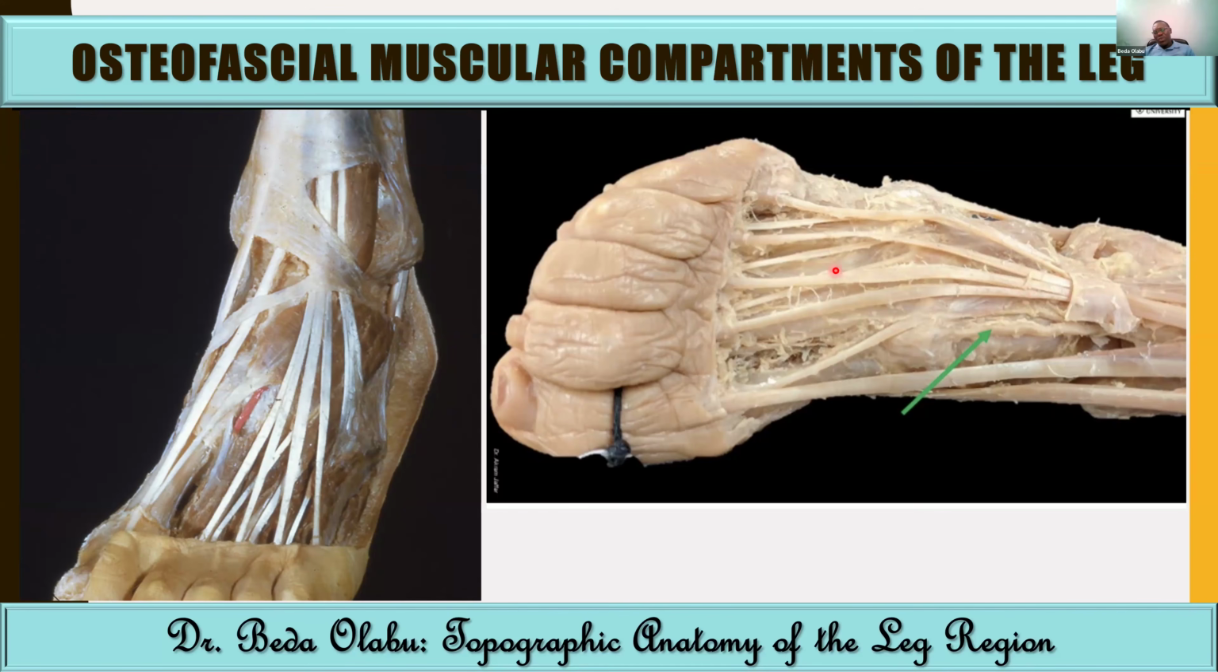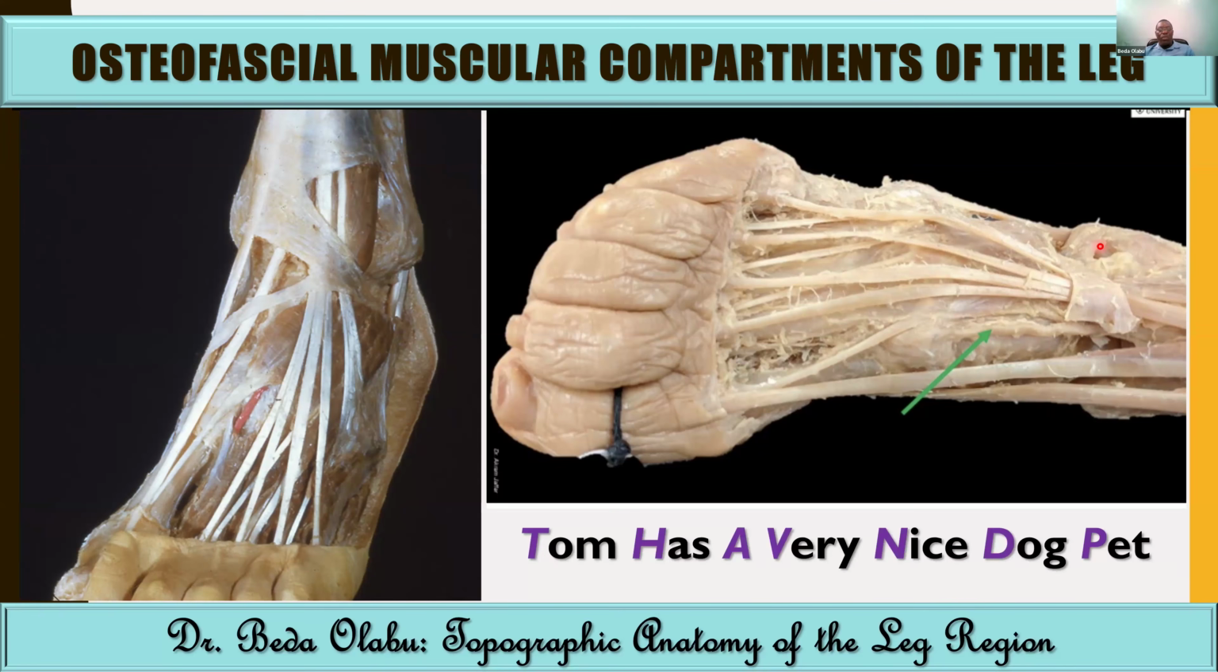This image also captures for you those tendons. I put this up intentionally so that I can teach you something important about how these structures cross the anterior ankle. When these tendons cross the anterior ankle, there's a particular order in which they occupy, a bit different from how they originate. This applies only as they cross the ankle joint from the leg to the foot. A common mnemonic we use is Tom Has A Very Nice Dog Pet.